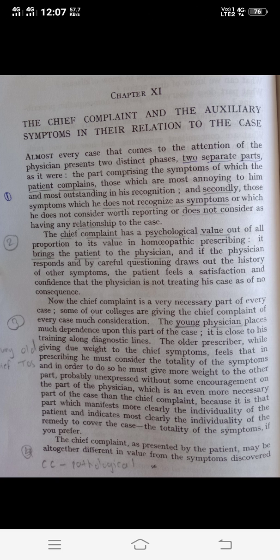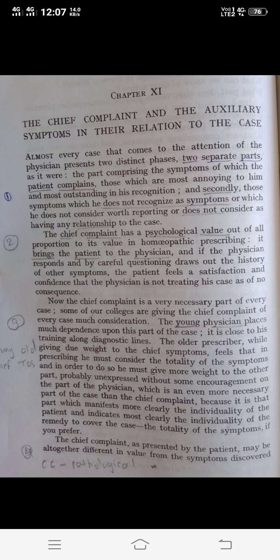So in this regard, Dr. H. Robert explained what the chief complaint and the auxiliary symptoms are in their relation to the case, and what the importance of these symptoms is while we are taking the case or treating the patient. So we will see what Dr. H. Robert explained about these different symptoms.